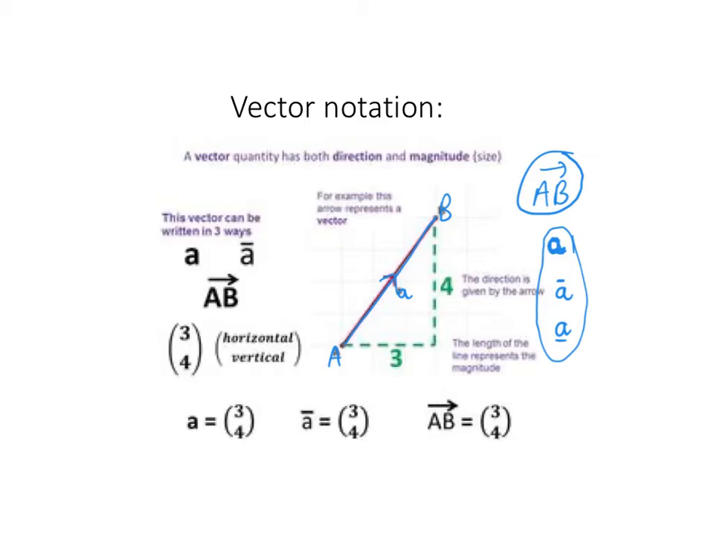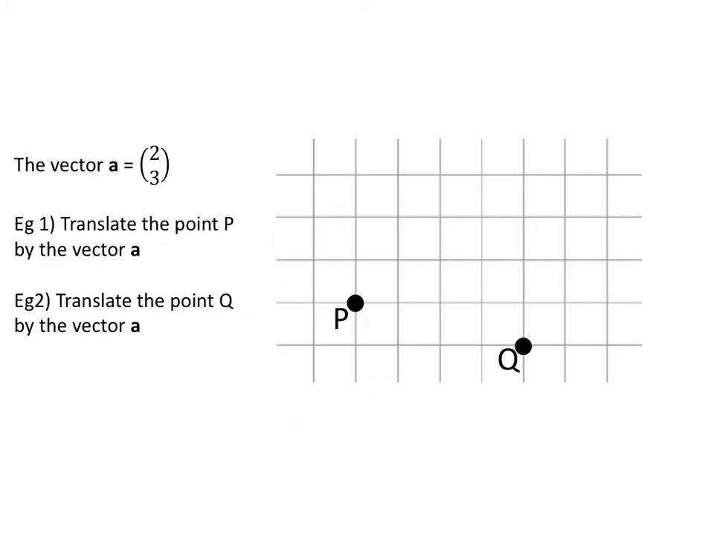But this vector could be anywhere, so it could be going 3 to the right and 4 up in any position, whereas the top one here is specifically going from A to B, but all are pretty much exactly the same thing. Okay, so to pick up what I was just saying there, a vector is the same no matter where it is.